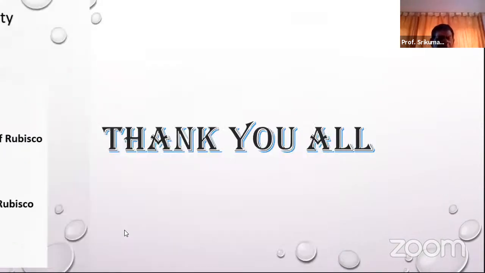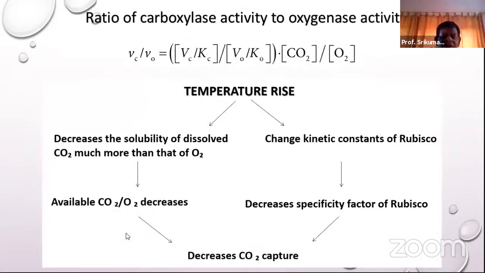Now, what happens here? This is the equation which describes the photosynthetic efficiency, Vc by Vo. This set of kinetic constants is called the specificity factor. When we consider the specificity factor as 100, the carbon dioxide concentration as 8 micromole, and the oxygen concentration as 250 micromole, this ratio becomes 3.2. If there is a rise in temperature, this will change the kinetic constants of the Rubisco. So ultimately, this decreases the specificity factor of the Rubisco.